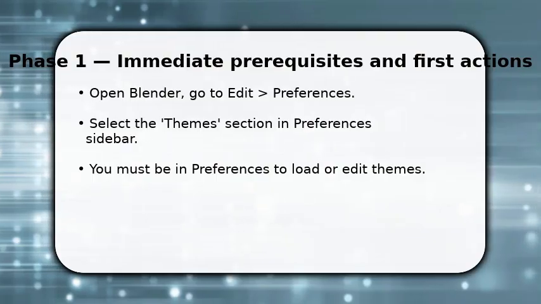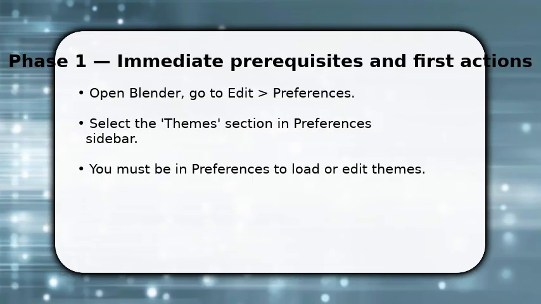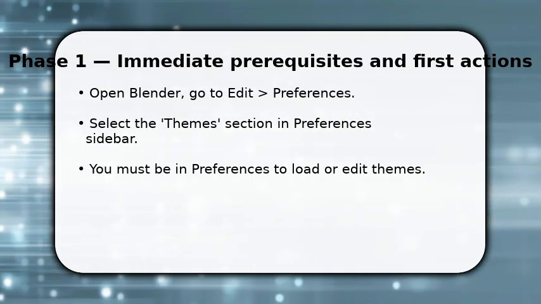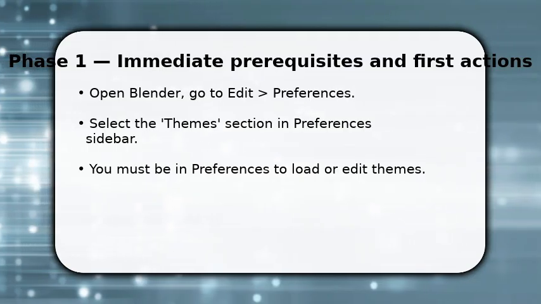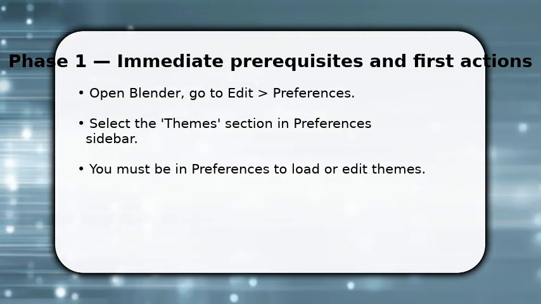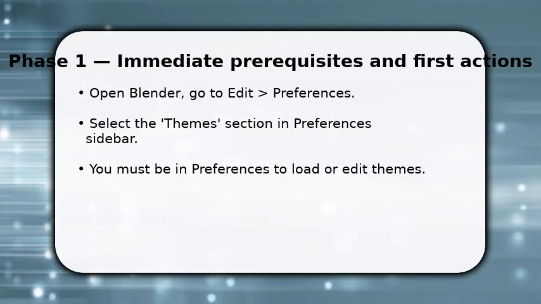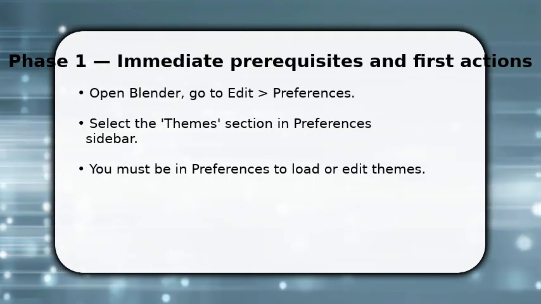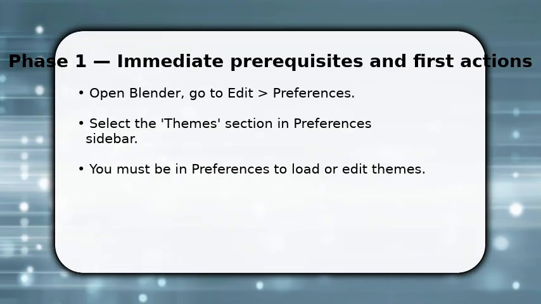You start inside Blender by opening Edit, then Preferences. This is mandatory because themes are global settings stored in Preferences. Once the window appears, click Themes in the left column to expose the theme list. You do this now so you can pick presets, inspect UI element groups, and avoid editing individual files.